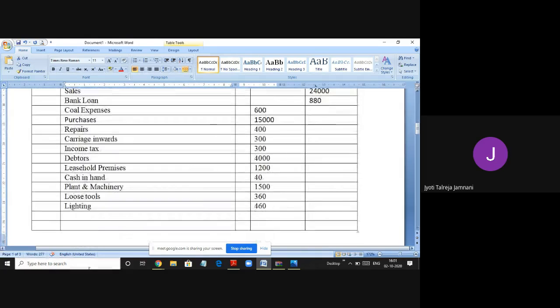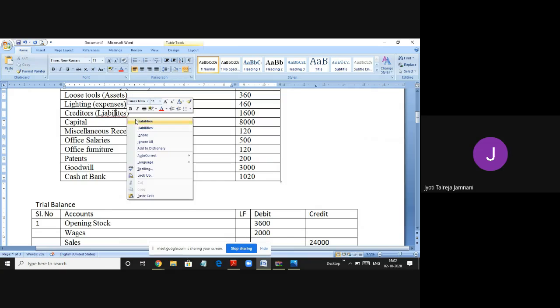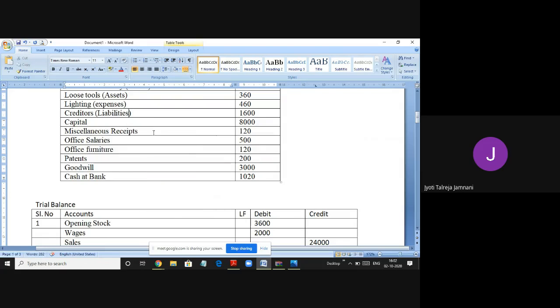Can anybody think why all three are going on the credit side? Let's understand it one by one. Creditors is a liability because these are the suppliers to whom you have to pay money, and liabilities will go on the credit side. Capital is also a kind of liability because you have to give it to the owner. And miscellaneous receipts: receipts means it is your income. So income will always come on the credit side. So these three will go on the credit side.